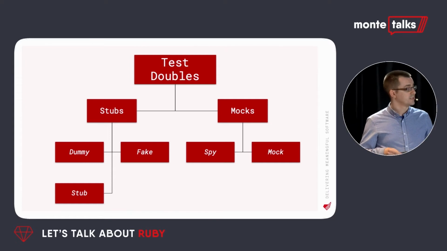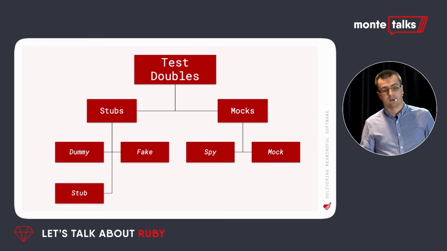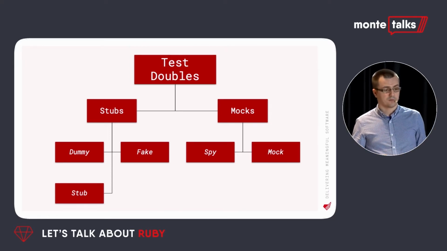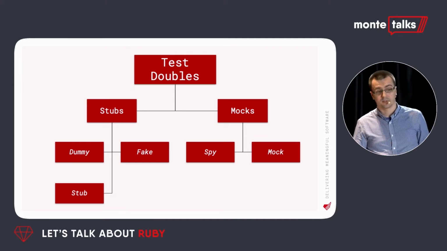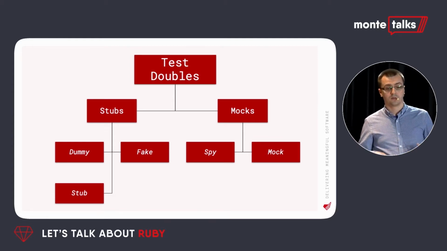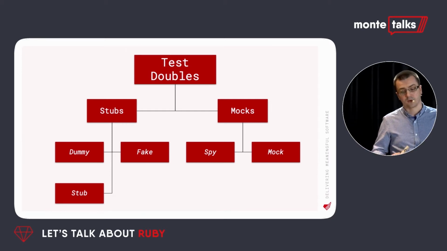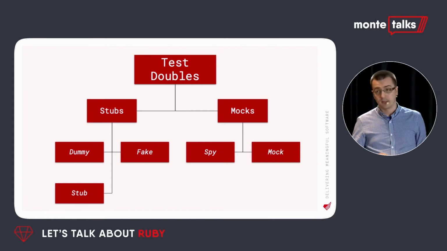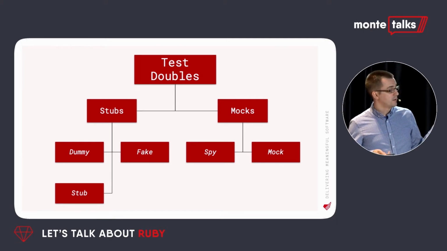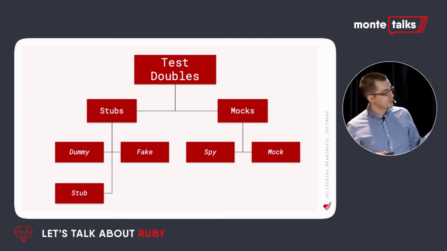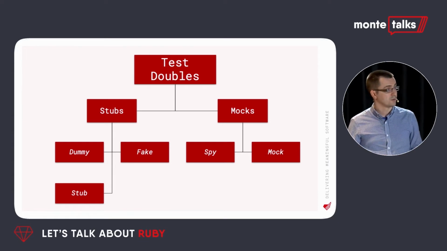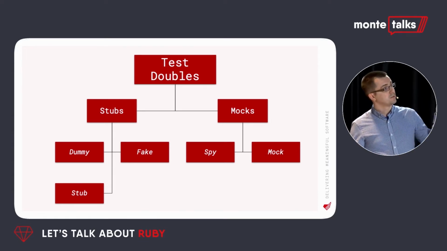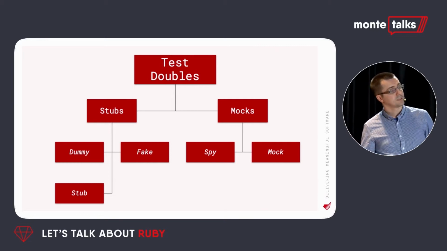But if the stub receives any other method, or method A but with a different argument, and we don't predefine it, we don't record it, we don't include that definition in the stub, then basically it won't return anything, and it will lead to an error. And the second group of the test double is mocks.